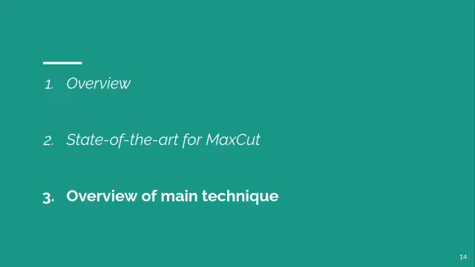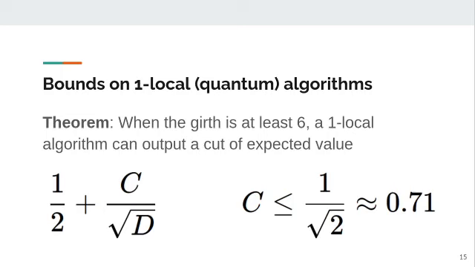Okay, so I'll give a brief overview of the main technique, which I think is pretty cool. The theorem we have is that when the girth of a graph is at least 6, a one local algorithm can output a cut of expected value half plus c over square root d, where c is less than some value, and it's 1 over square root 2, about 0.71. Okay, so how do we get this?